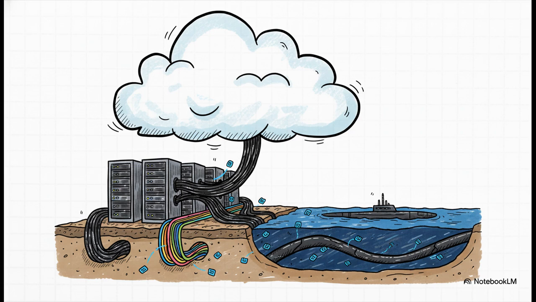And this right here is the most important thing to take away from all of this. The cloud isn't in the sky. It's on the ground. It is a massive, tangible, physical network of billions of devices and hundreds of thousands of miles of fiber optic cables running under our streets and across the floors of our oceans, connecting entire continents.